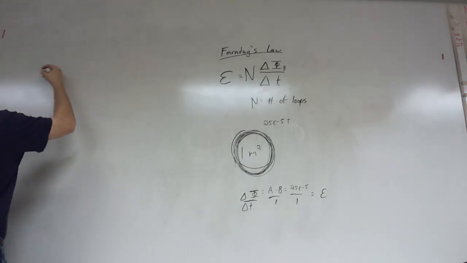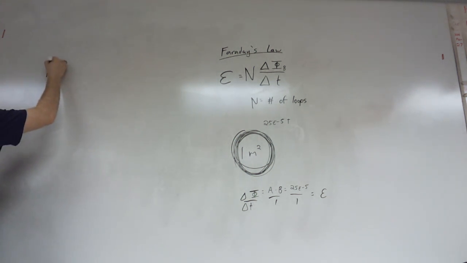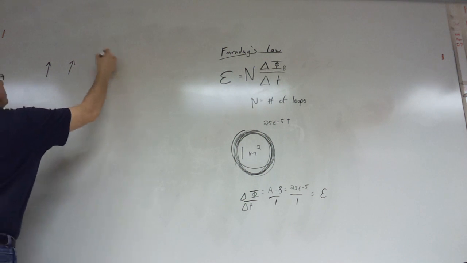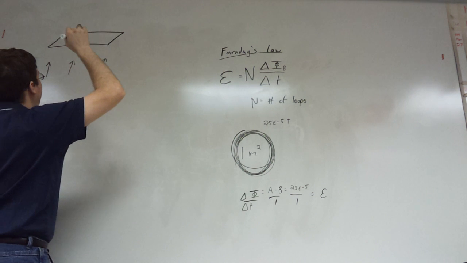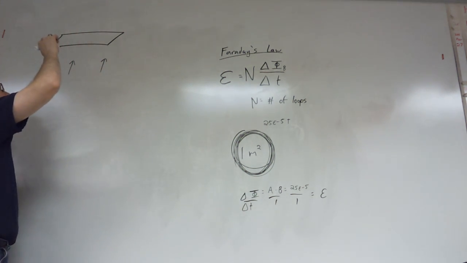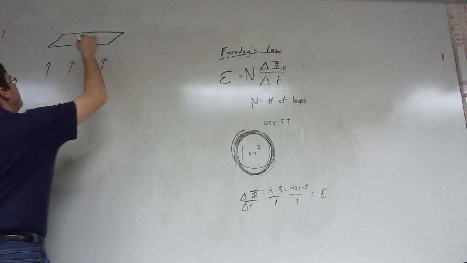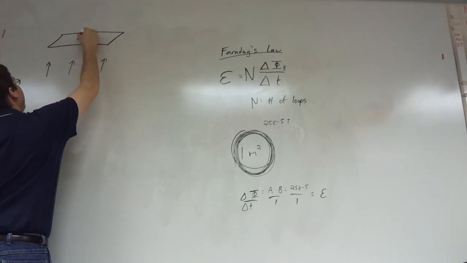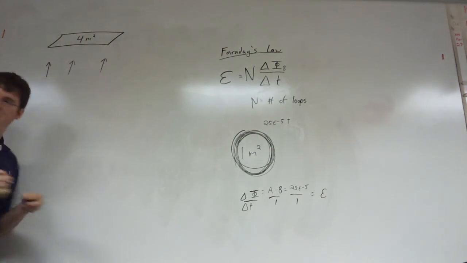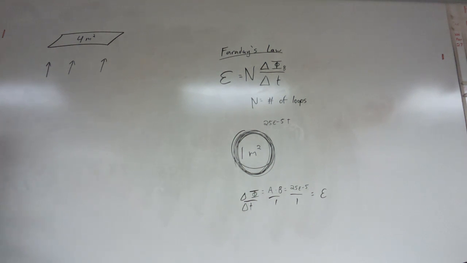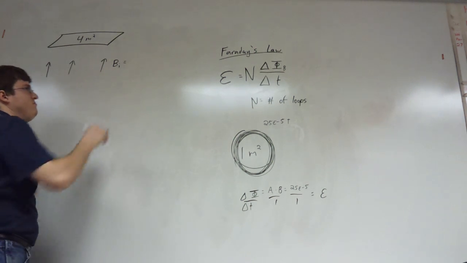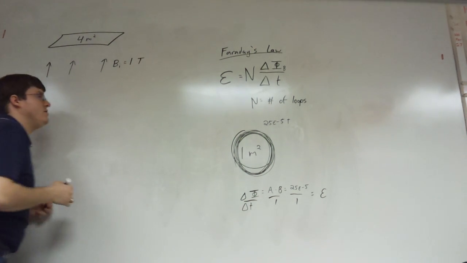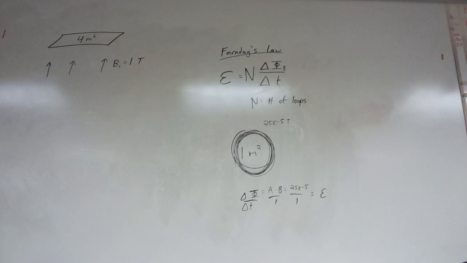Okay, so let's say I've got a tiny, tiny magnetic field and a square loop of wire. How big should our square loop of wire be? 4 meters squared. That's a big loop of wire. In a uniform magnetic field, we'll start it off at 1 Tesla. We'll start off easy, and it's just one loop of wire.